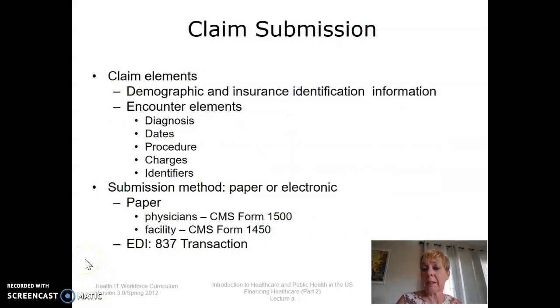We were talking about, when I got cut off, claims submission. So all the elements of an encounter, the diagnosis, the dates, the procedures, what the charges were, and what the identifiers are submitted either on paper or electronic for billing. A physician office, they're submitted electronically, but the claim form is called a CMS 1500. And the facility claim form is called the CMS 1450. Notice that CMS, those are official government claim forms. And on an EDI, it's called an 837 transaction.